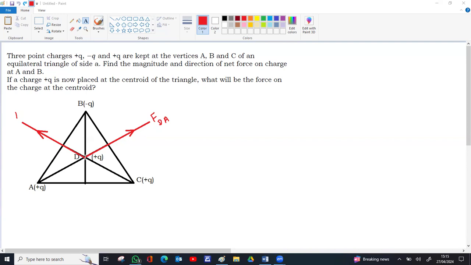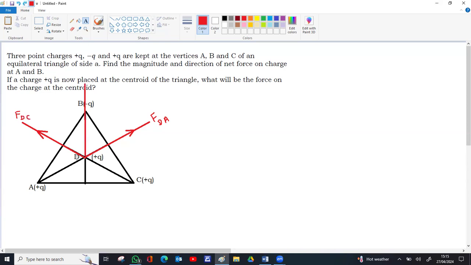Since D is repelled by A, D is supposed to go along AD, outward. So this is the force on D due to A. In the same way, D experiences a repulsive force due to C, because C and D are positive charges and our interest is the force on D, not C. So check where D is supposed to go. D gets repelled away from C, so this is the direction of force on D due to C.